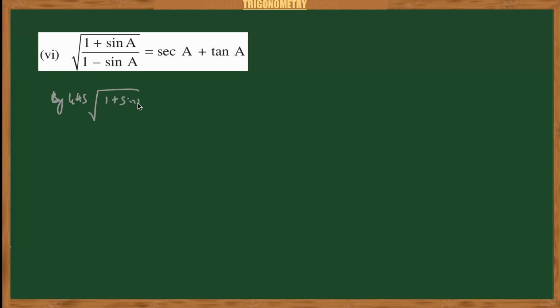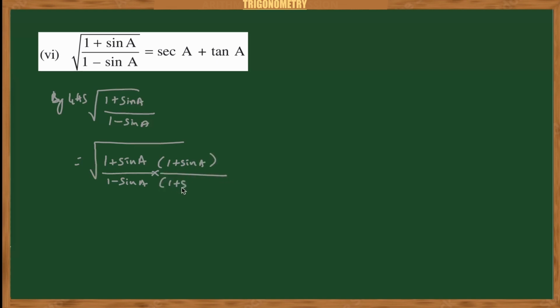One plus sin A divided by 1 minus sin A, plus sin A divided by 1 minus sin A. Okay, so you can multiply here with 1 plus sin A divided by 1 plus sin A. So if you divide it, it goes away.